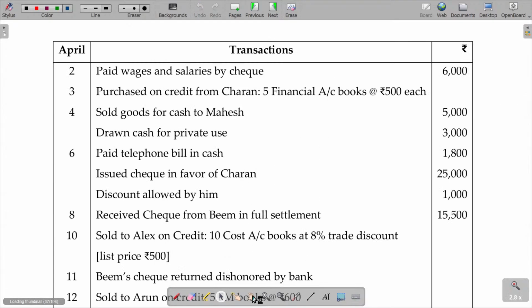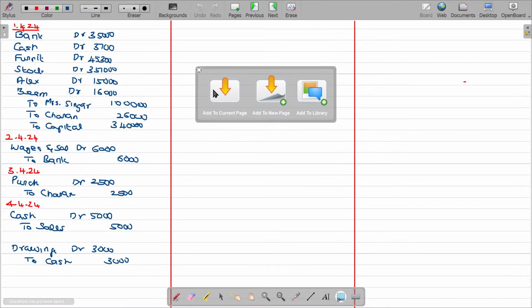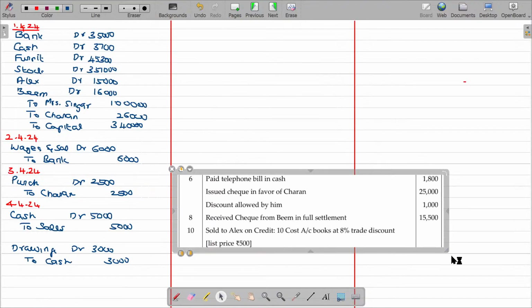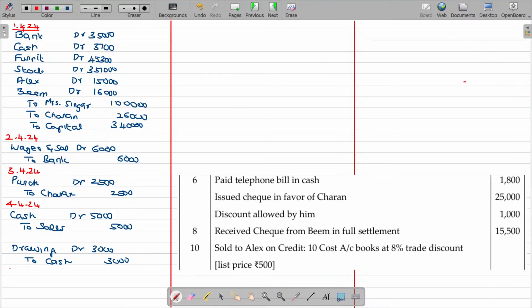Let's now pick some more transactions. Transactions from 6th to 10th. Around 3 more transactions. The first, on 6th April 24. What happens here? Pay telephone bill in cash. So telephone bill account debit to cash. This value being 1800.